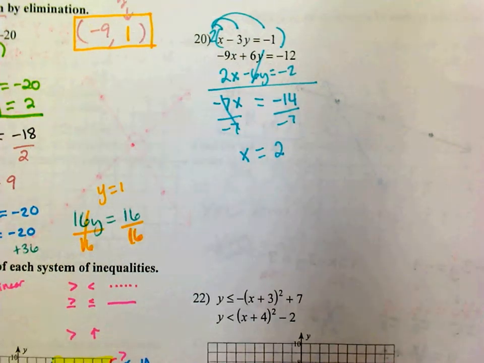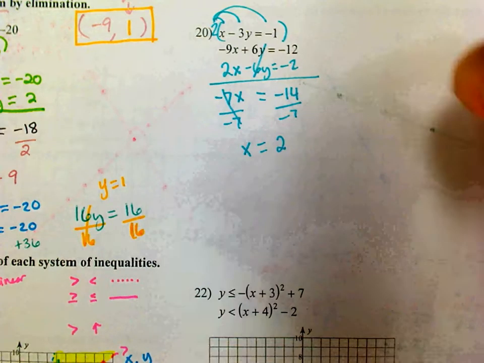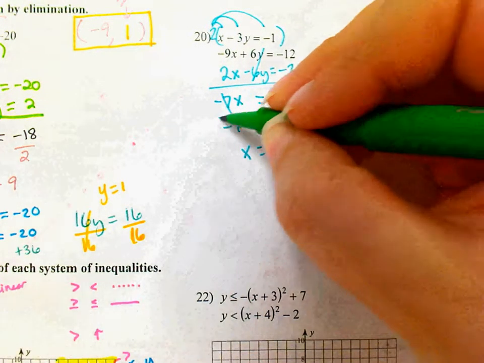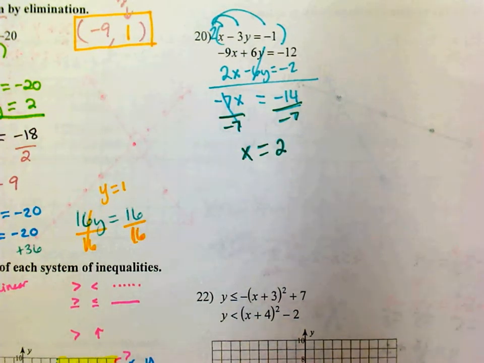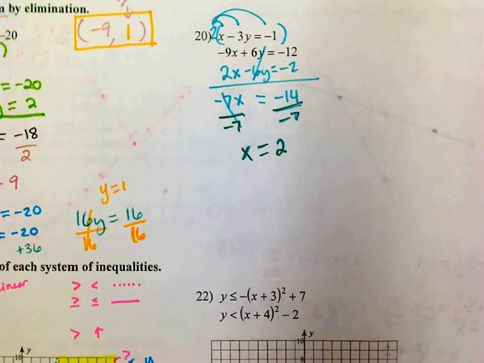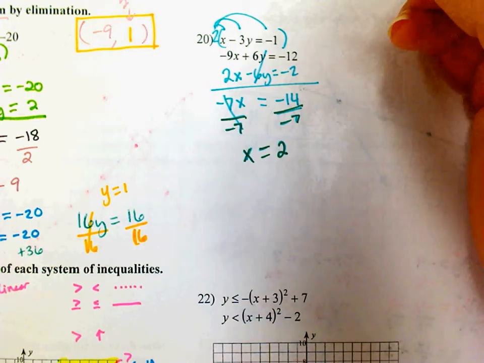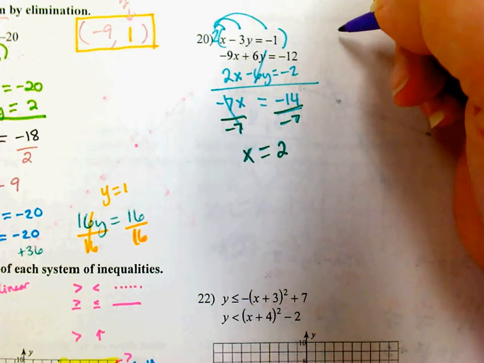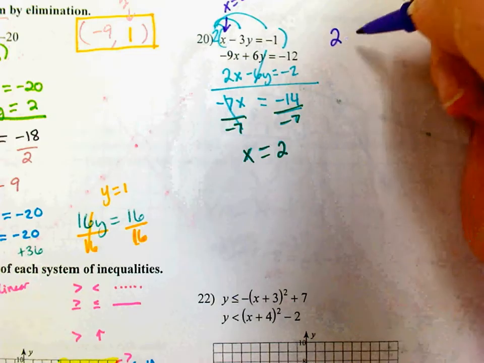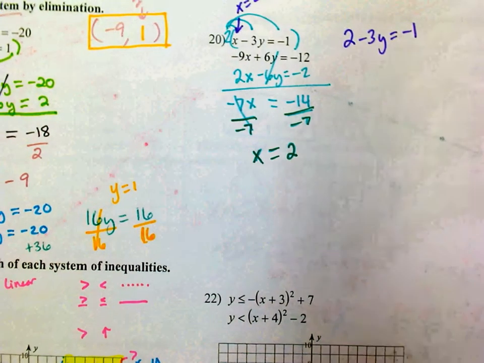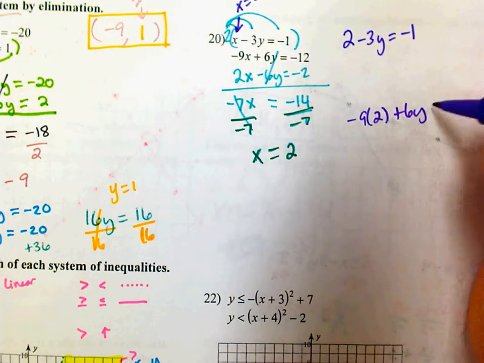Now, x equals a positive 2. What can I do with that? Yes. Once I've got x equals a positive 2, I can take that and plug it into either equation. Which one do you want to do, the first equation or second equation? Okay, does it matter? Then I'm going to do the first. So I'm going to plug in x equals 2 right there, minus 3y equals a negative 1. If I had plugged it into the other one, that would be negative 9 times 2 plus 6y equals a negative 12. Either way, I should get the same y value.